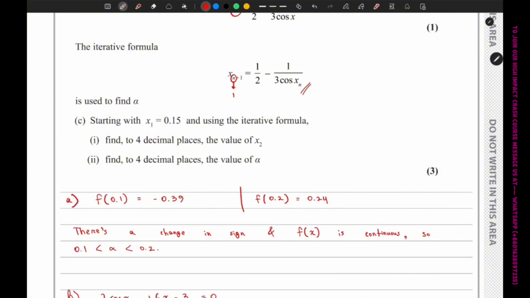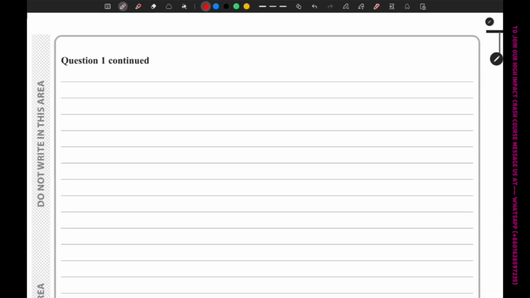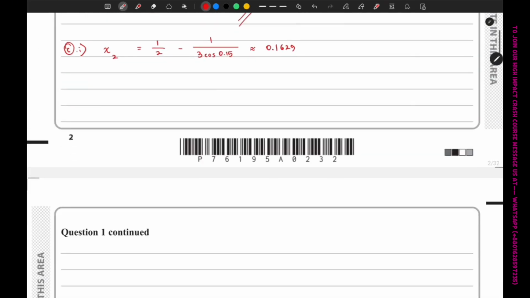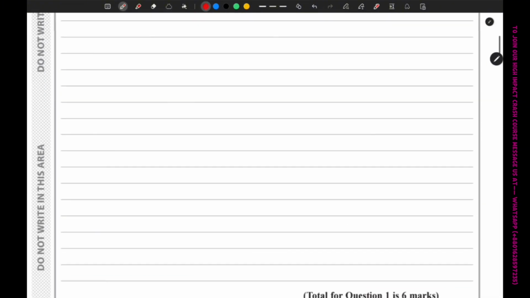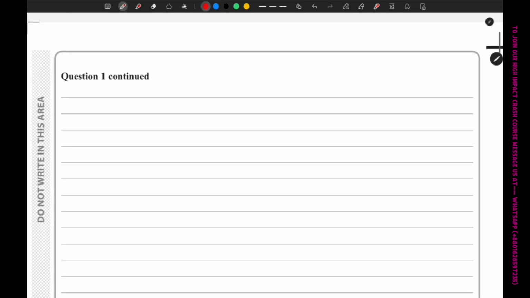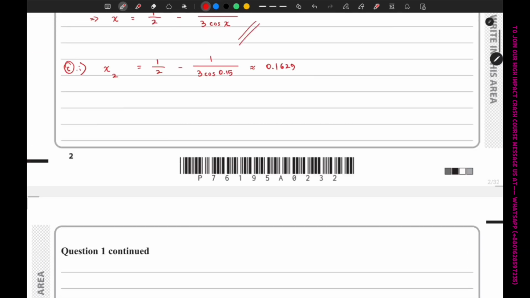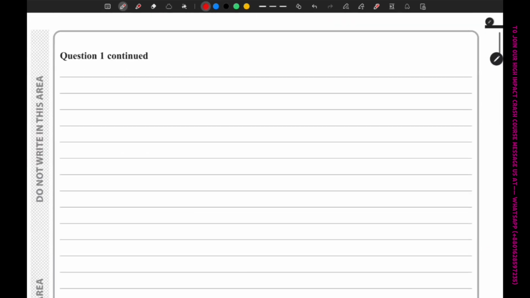Now moving on to the next part, we need to find out the value of alpha. In order to solve questions like this, you would first need to draw a table. You do not need to draw a table in your answer script. You can just do it on a rough page, or you can create a table in your calculator. But to understand it, let's just draw the table. The table should look something like this.